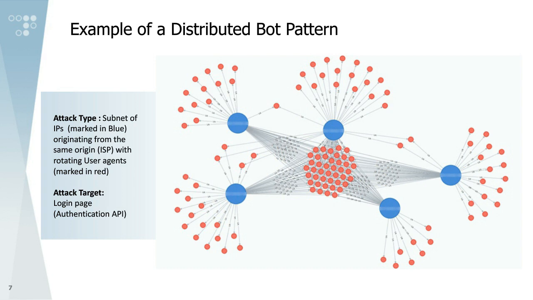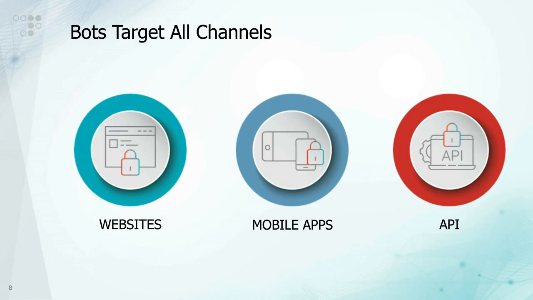The reason behind using only one ISP is that a large number of legitimate users, who are also coming from that ISP, cannot be blocked, and bots are hiding behind those genuine users, which makes detection challenging and IP-based blocking ineffective in this case. Remember that bots utilize all communication channels to target our data, whether it's on a web server, mobile app, or via an API.